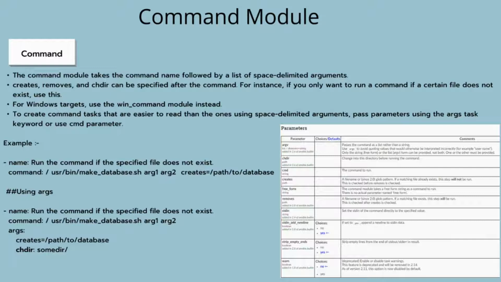In the simplest way, if you want to pass the arguments, you can use args followed by the command. So in this example, we have a command which is executing a script, and it has the arguments 1 and 2, and I want to execute that only when this command gets executed. It basically creates the file and it changes the directory. So I hope you got the basic understanding of how to write a command module.